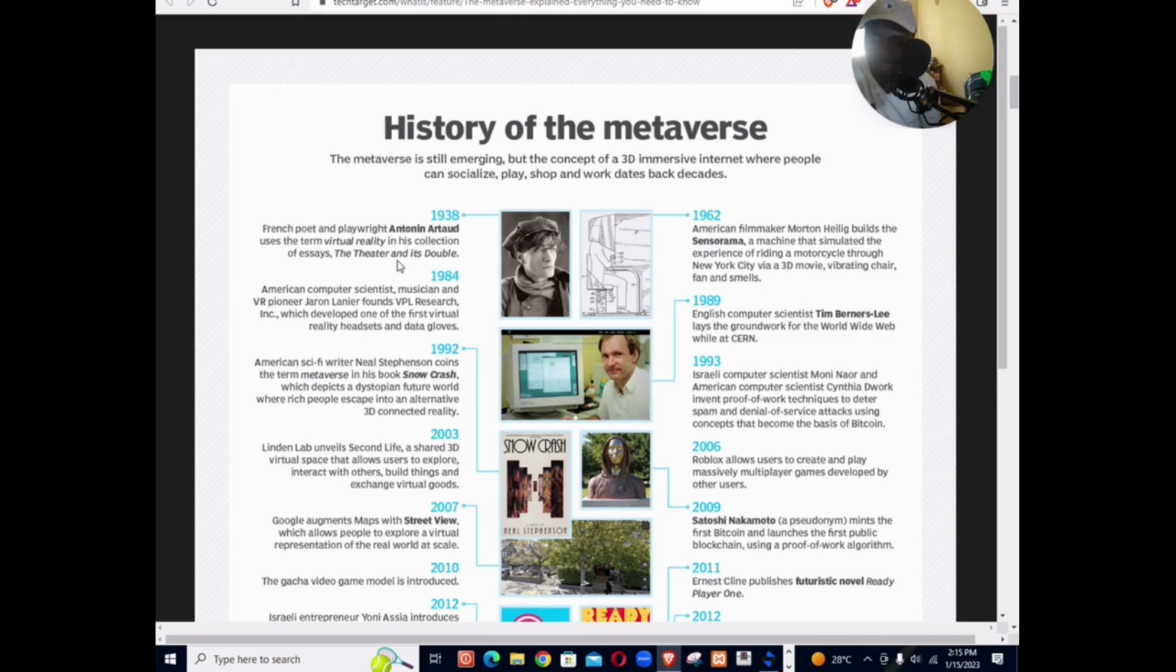Now, in 1989, English computer scientist Tim Berners-Lee laid the ground for the World Wide Web while at CERN. When talking of metaverse, we're talking of internet and virtual reality. That's why these technologies cannot exist without the internet. There is also the aspect of the Internet of Things, which will bring certain elements of complexity into the system of metaverse.